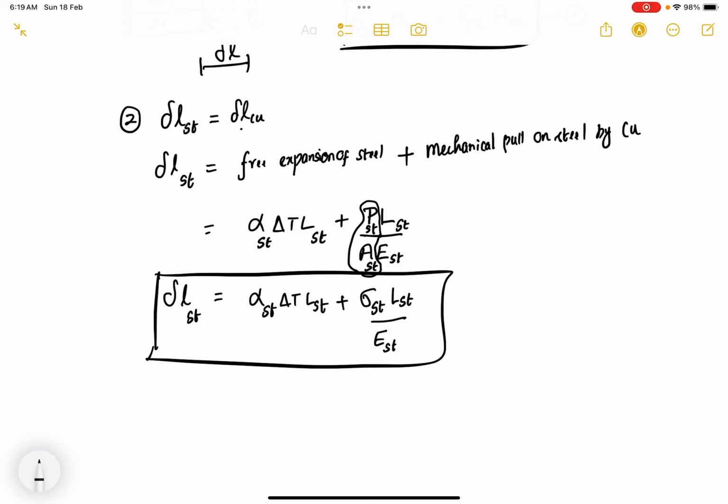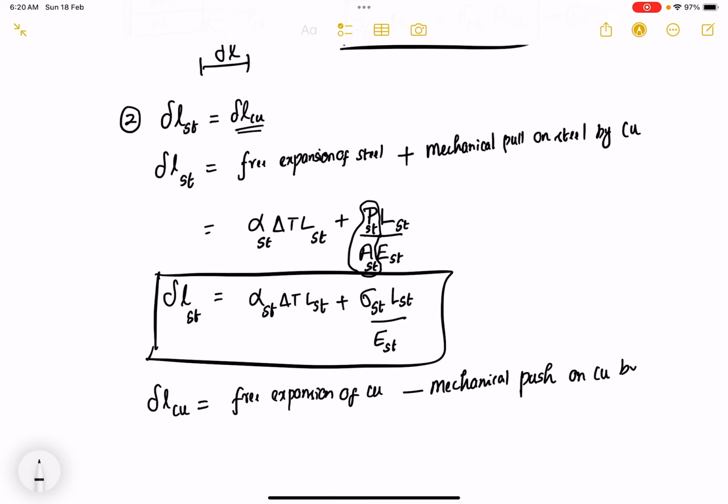Now let us bother about the actual expansion of copper. So the actual expansion of copper should be equal to free expansion of copper. And copper is not going to expand as much, right, like the free expansion of copper. So its expansion is actually mechanically prevented by steel. Okay, so there is a mechanical push. When I say mechanical push, I'm talking about the mechanical change in length, compressive length, right? So there is a compression, mechanical push on copper by steel.